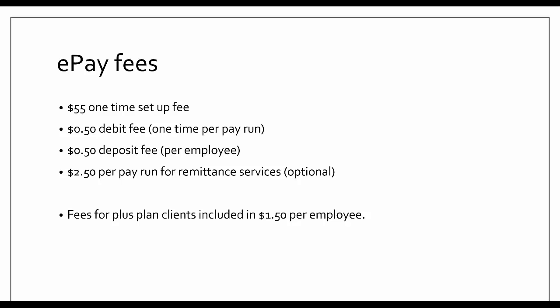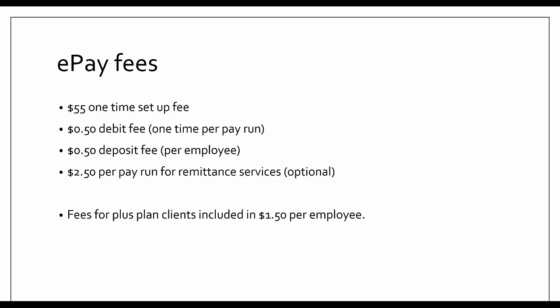King has broken this down really nicely for us. We've got a 50-cent debit fee, so we debit the fees each pay run. We debit the amount, and it's a 50-cent per deposit fee. Let's use an example where we have 5 employees. That would equal 6 transactions, 1 debit and 5 deposits, for a total of $3 per pay run.